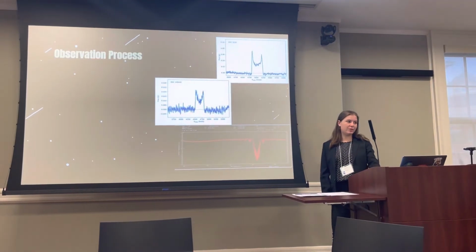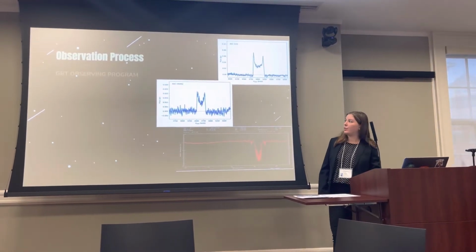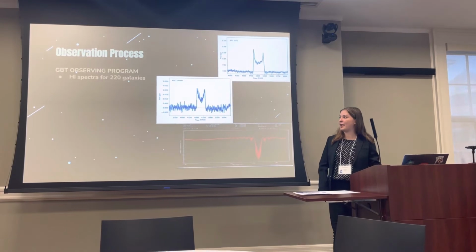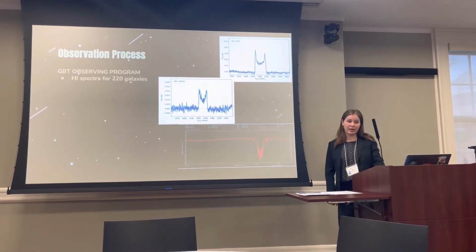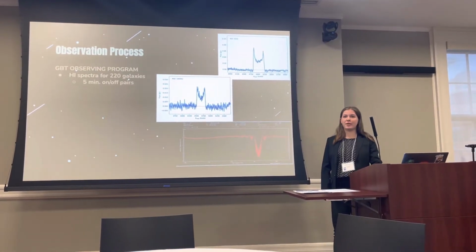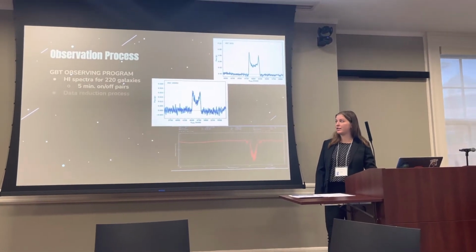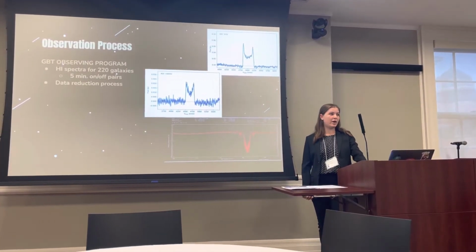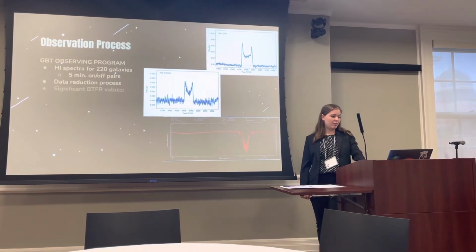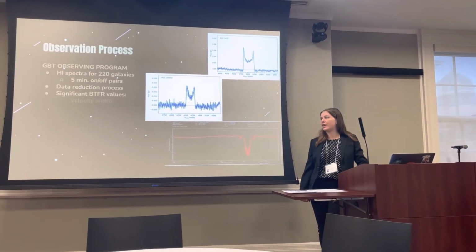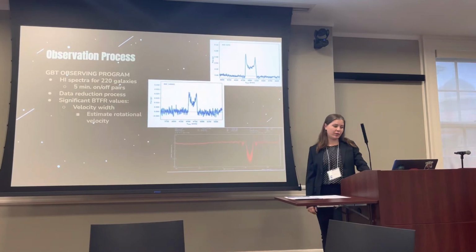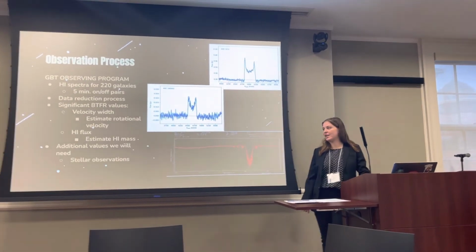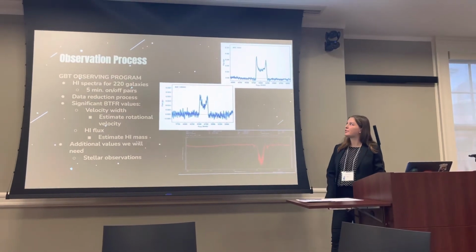Now for the observation process, which we're in right now. We have more galaxies in this sample, roughly 220, and we measure them in 5-minute on-off pairs. Once we have this data on each of these galaxies, they will undergo a data reduction process where we will once again extract the velocity width and the H1 flux, and we will go back to their optical surveys for their stellar observations and stellar mass.